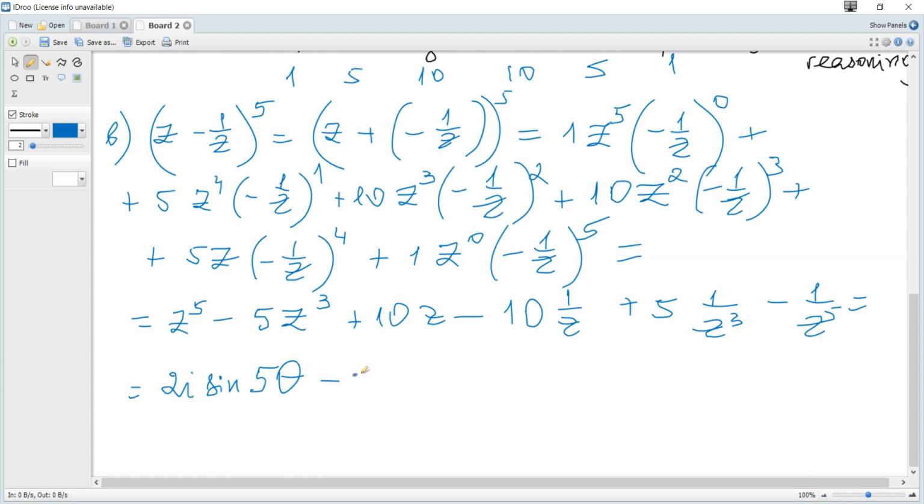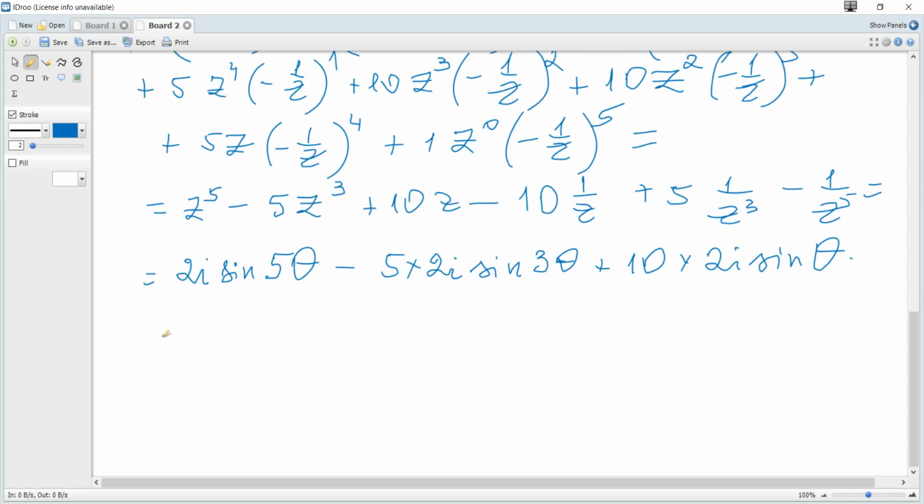Then you can factor out negative 5 and we get z cubed minus 1 over z cubed, which is 2i sine of 3 theta. Let it be 5 times 2i times sine of 3 theta, plus 10 times 2i times sine of theta.